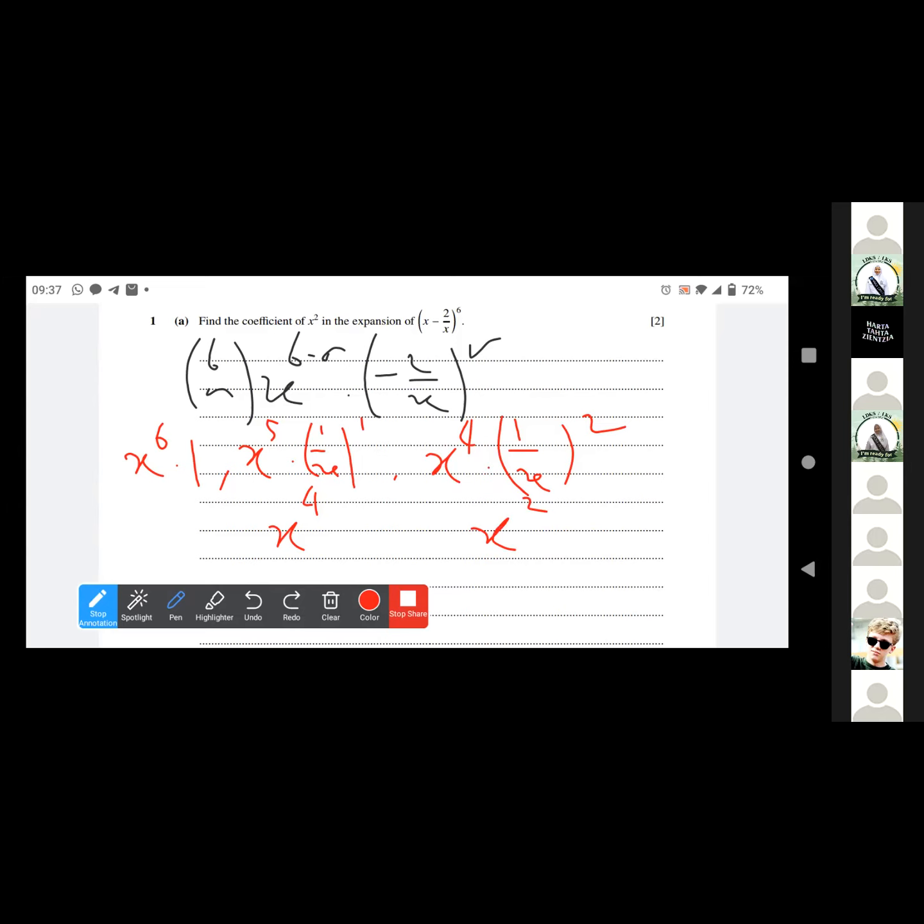If this is not what we want, then we continue to list the terms. So we get this, which is what we want. And remember, this is r equals 0, this is r equals 1, and this is r equals 2. So basically, here we have r equals 2.